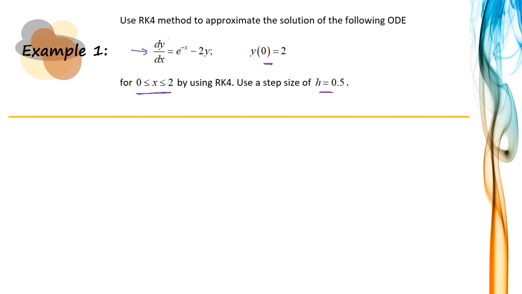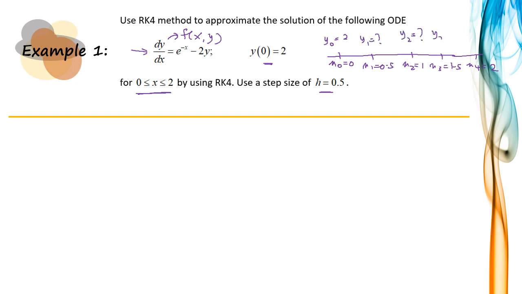So, our differential equation will be our f(x, y). If we sketch our number line, we will have x0 equal to 0, step size 0.5, that means x1 equal to 0.5, x2 is equal to 1, x3 is equal to 1.5, and x4 is equal to 2. When x0 is 0, our y0 is equal to 2. So what we are going to find is y1, y2, y3, and also y4.